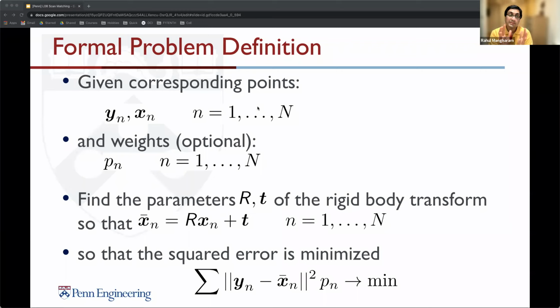And I want to find the rigid body transformation, so that I can transform the points in my point cloud X to get a match in the point cloud Y. This should be done in a way that the sum of squared point-to-point errors remaining between the transformed point x bar n and the corresponding point y n is minimized. So that's our overall goal here.